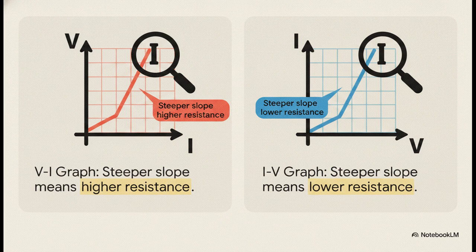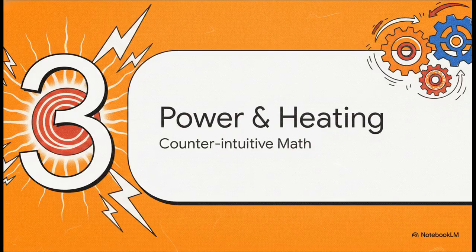But if the question pulls a fast one and flips it to an IV graph where current is on the y-axis, a steeper slope actually means lower resistance. So before you even glance at the lines, analyze the question's axes. All right, section 3, mastering power and heating.